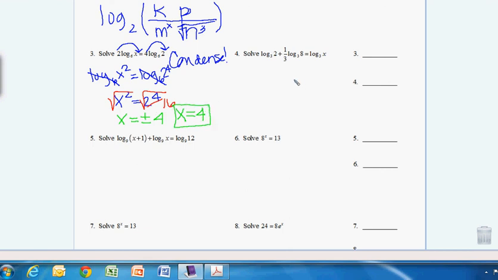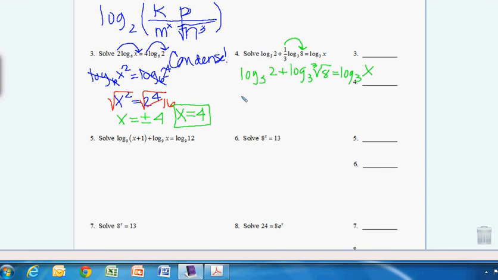Okay, for number 4, we need to solve for this as well. So make sure that you put everything that's in front of the log as the exponent. In this case, it's just the 1/3. Okay, so I'm going to rewrite this as log base 3 of 2 plus log base 3, and instead of 8 to the 1/3 power, it's going to be the cube root of 8, and that equals log base 3 of x. And now I want to condense the side.